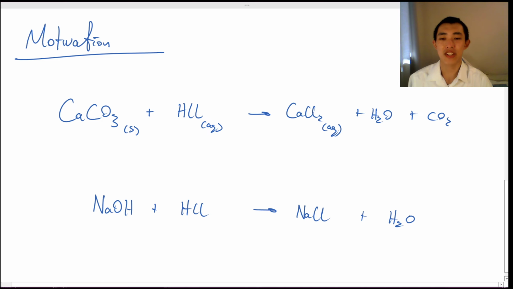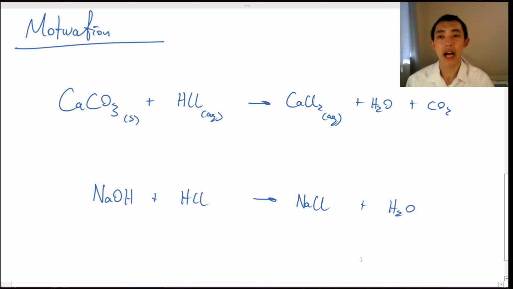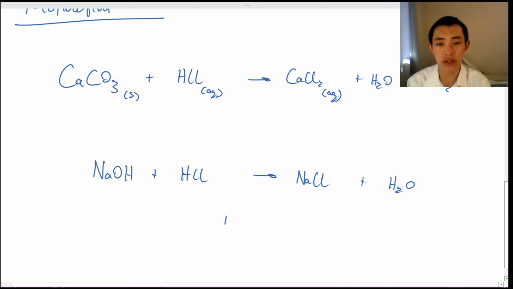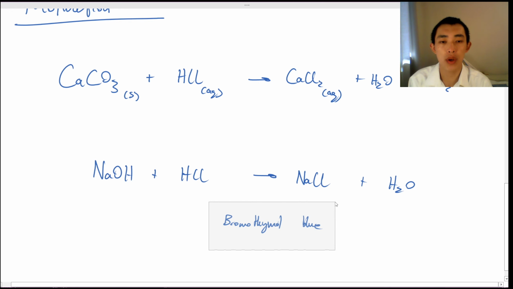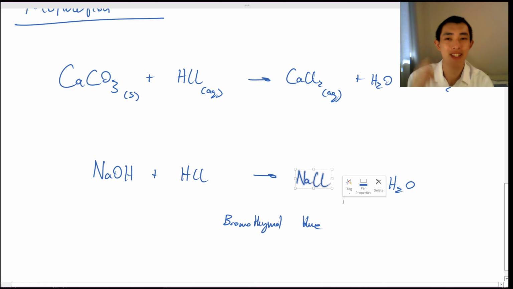For this reaction, I can use an indicator. I can use the bromothymol blue indicator. I would add my sodium hydroxide into the conical flask, drip in my HCl, and then my bromothymol blue will turn green when I've reached the end point. That's great.